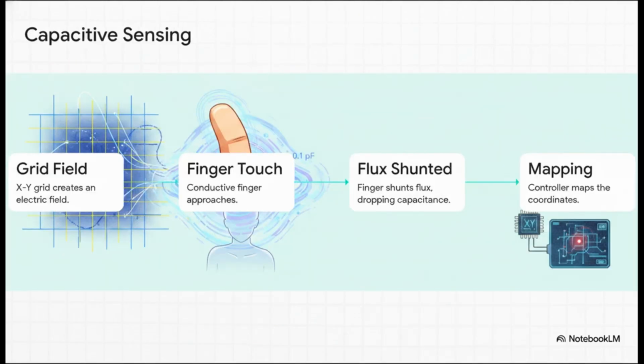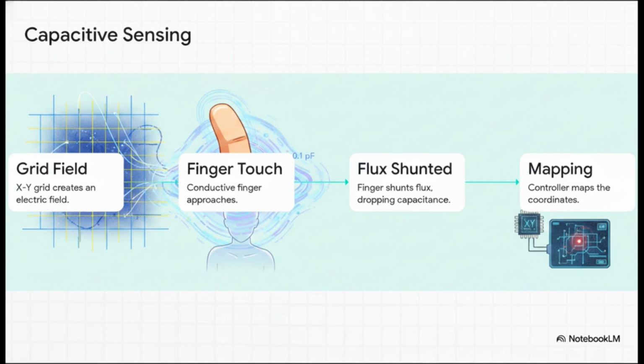You probably thought your finger was just a physical pointer, right? Well, actually, to your laptop, your finger is a tiny electrical capacitor disrupting an invisible grid. See, beneath that smooth glass is a microscopic XY grid of transmitting and receiving electrodes creating an electric field. When your conductive finger gets close, it literally shunts some of that electric flux to ground through your own body.